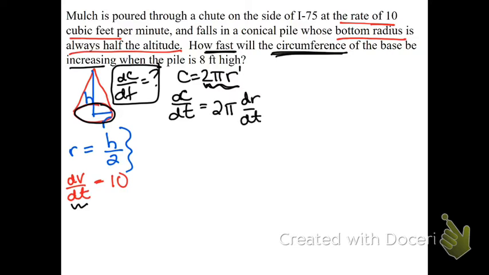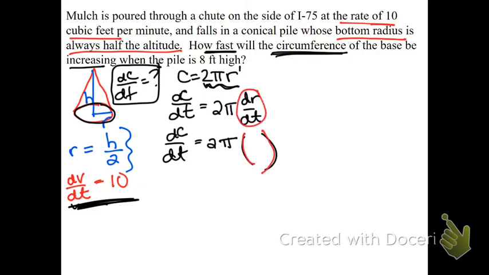Okay, well, they want dC dt. That's the question. So I need to fill in 2 pi times dr dt. I look around. Aha, there's the problem. I don't have dr dt. I have dV dt. So the piece that I need, my missing piece that's going to go right here, is dr dt, and that's not given. So I'm going to use what is given to find it.